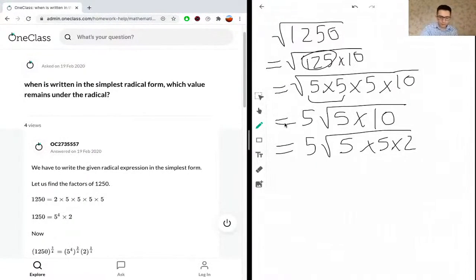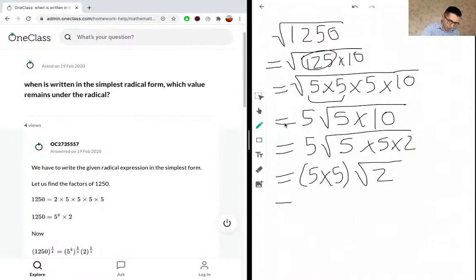So now we have two 5s, so 5 times 5 is 25. The square root of 25 is 5, so we can take that out in front. So we have 5 times 5 square root of 2. We just took out the two 5s multiplying each other from underneath the square root to the front to be multiplied by the already existing 5. And now we have 25 square root of 2.